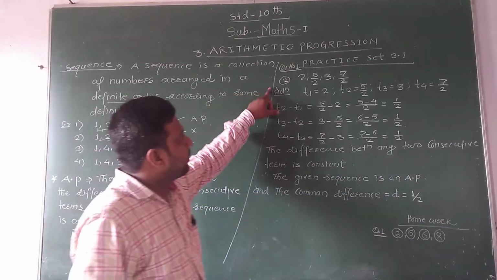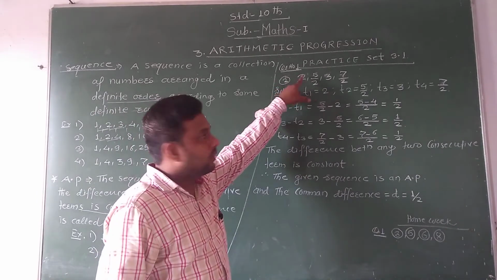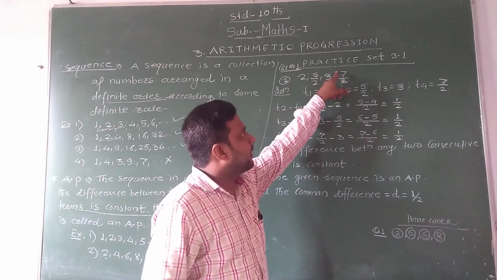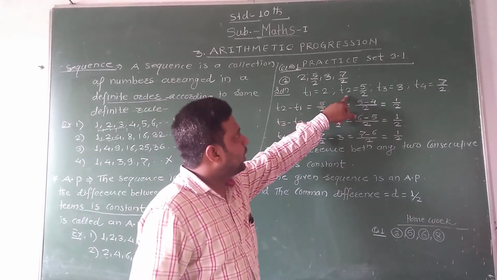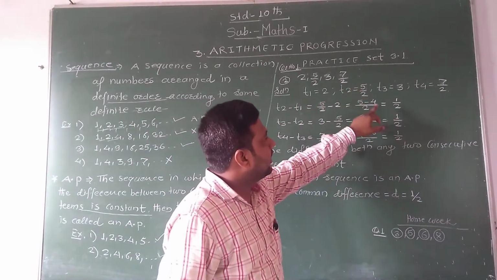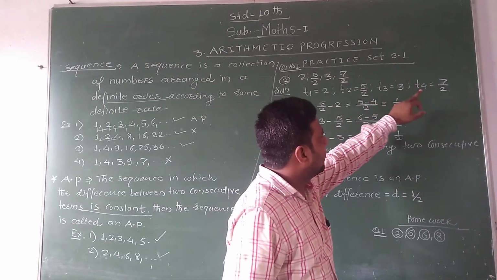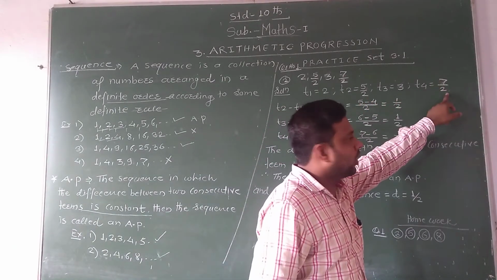Now second example, the sequence is given: 2, 5 upon 2, 3, 7 upon 2. Here we represent the first term T1, that is 2. T2 is equal to 5 upon 2, second term. Third term T3 is equal to 3. T4, fourth term, that is 7 upon 2.